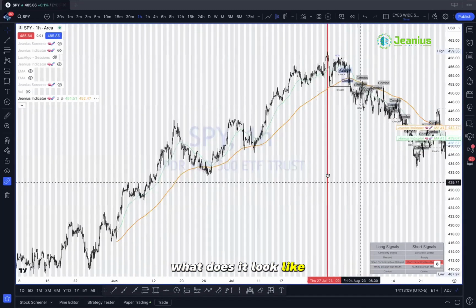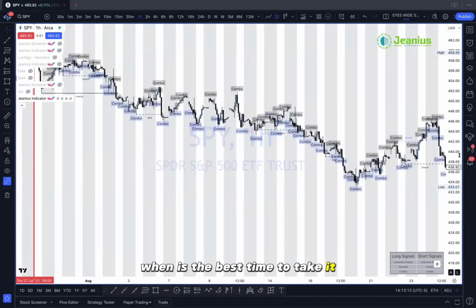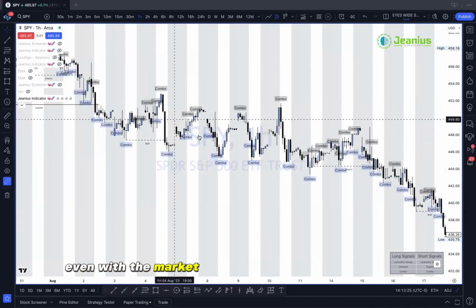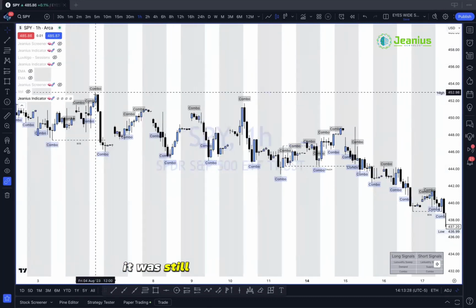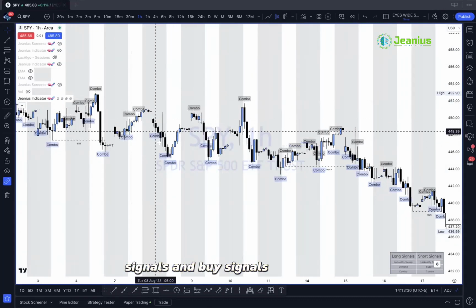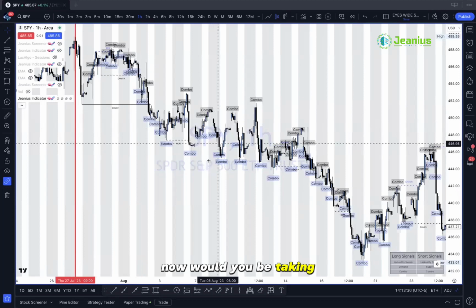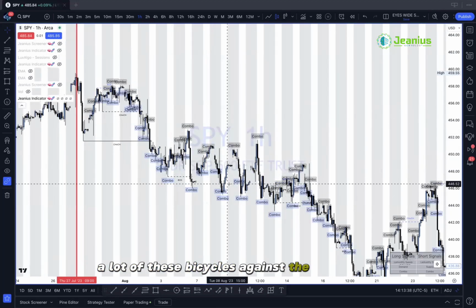What does it look like? When is the best time to take it? So if you notice, even with the market going sideways these couple days, it was still giving you some good sell signals and buy signals at the pivots. Now, would you be taking a lot of these buy signals against the short term?